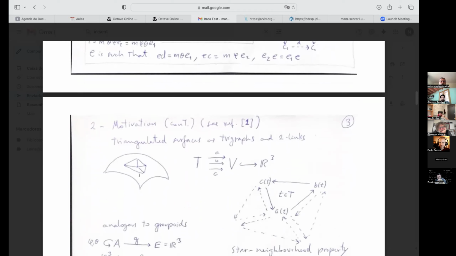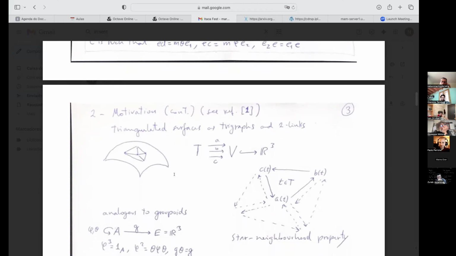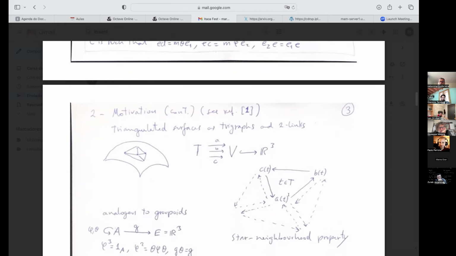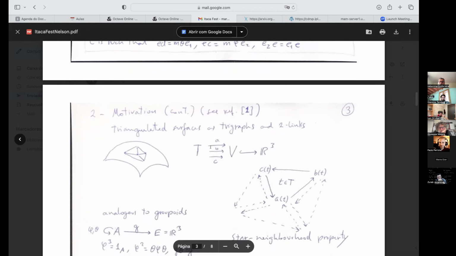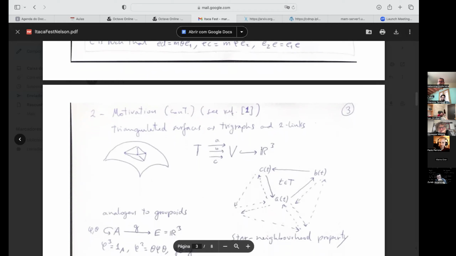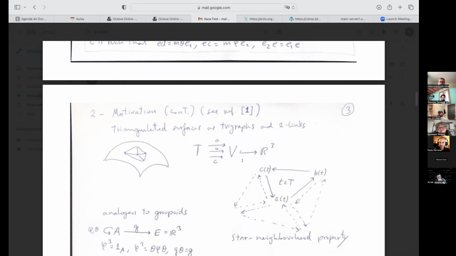So for a triangulated surface, a set of vertices, edges, and triangles, we can encode it as a three-graph. So triangles, vertices, and the three projections. So every element in T is interpreted as a triangle with the three vertices, A, B, and C, these three projections, and each one of them is realized in three-dimensional space.